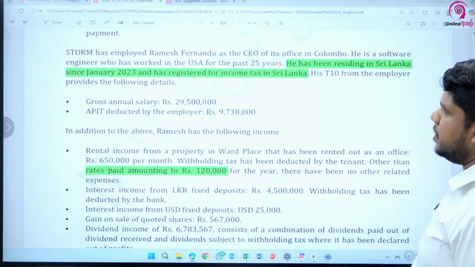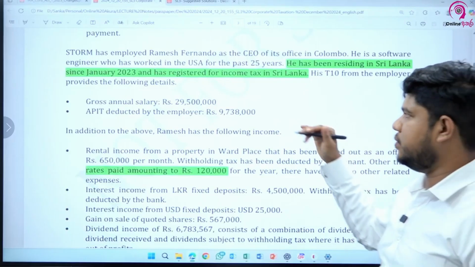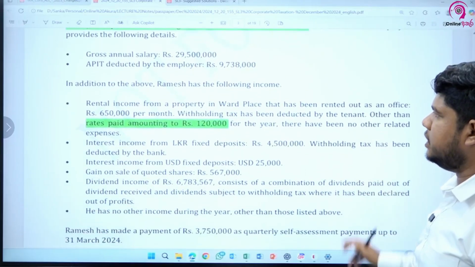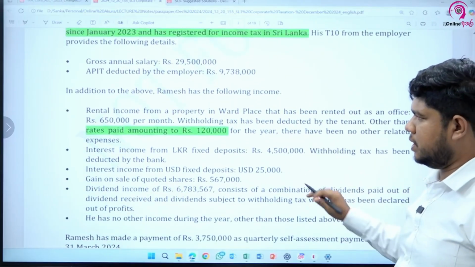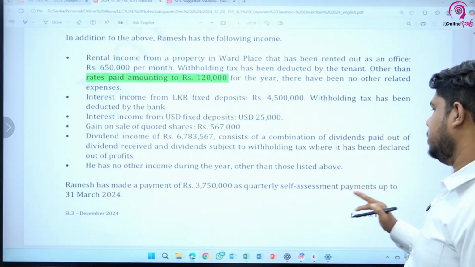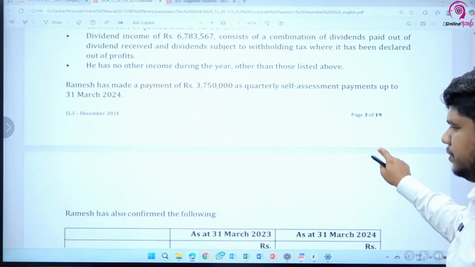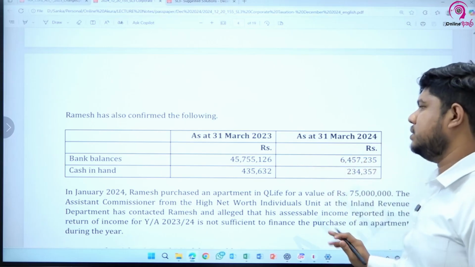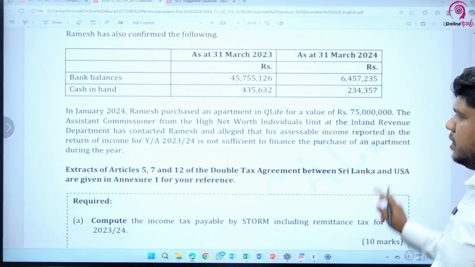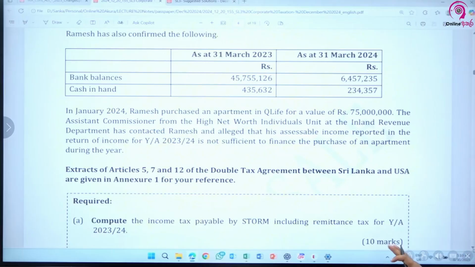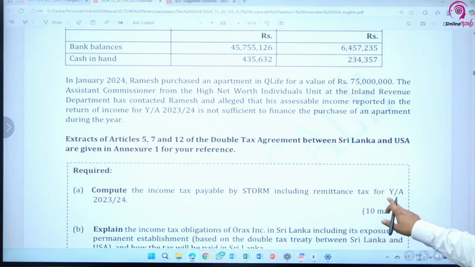His T10 form from the employer provides the following details. Gross annual salary 29.5 million, APIT deducted 9.7 million. In addition, Ramesh has the following income. Now Ramesh's income has been given. Ramesh has made payment of 3% quarterly self-assessment payment. That's also given. Ramesh has also confirmed the following: bank balance, cash in hand also given. And in general, Ramesh purchased an apartment in Colombo for a value of 75 million. That's also given. Now this is rough reading.